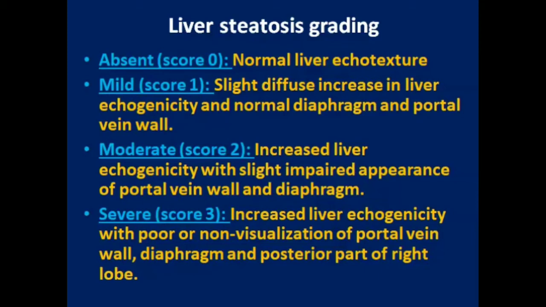Moderate, the score is 2. It shows increased liver echogenicity with slightly impaired appearance of the portal vein wall and diaphragm. While for severe, the score is 3. There is increased liver echogenicity with poor or non-visualization of the portal vein wall and diaphragm, and the posterior part of the right liver will not be clearly visualized.